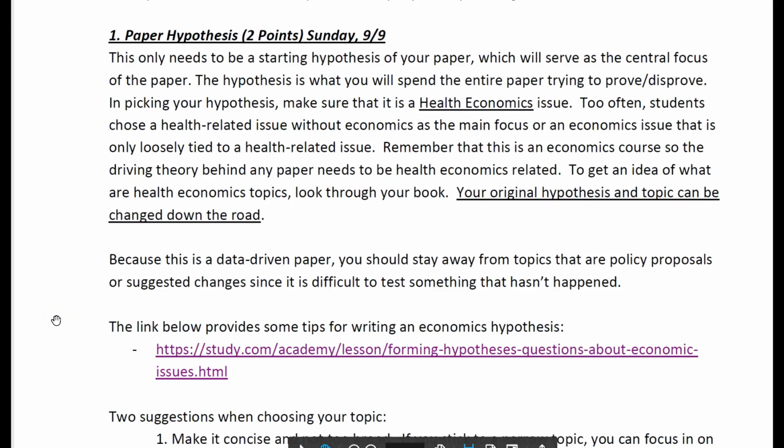Your first assignment is a relatively easy one, but it's an important one. For the first assignment, you take a Word document and do two things. First, put your name. I cannot stress this enough. Make sure you put your name. It makes grading and everything a whole lot easier.